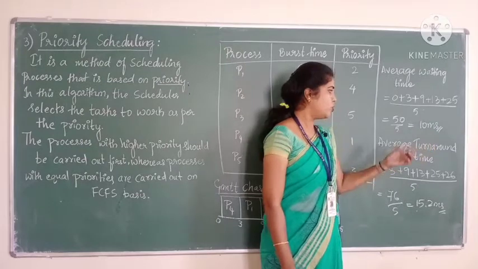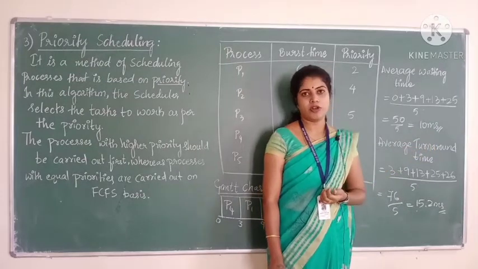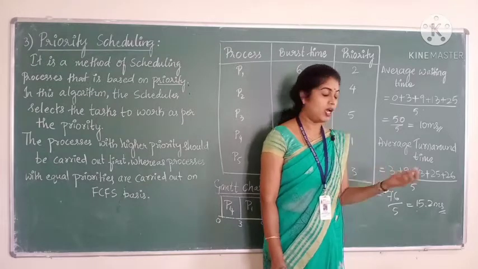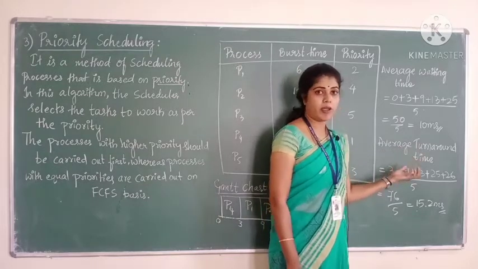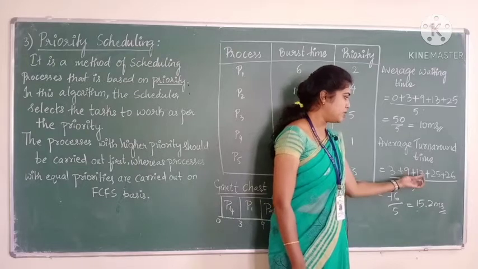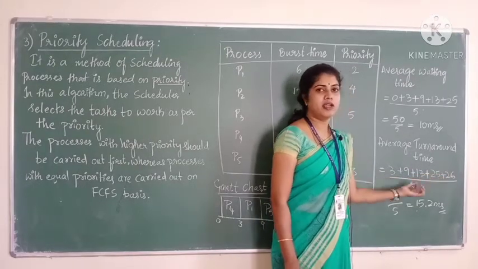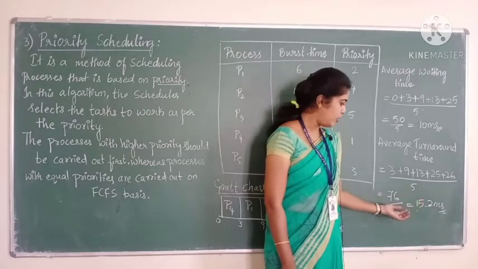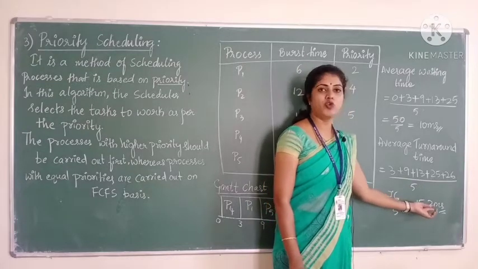And the next one is turnaround time. What is the formula to calculate turnaround time? Finish time minus arrival time. That is the formula. To calculate average turnaround time, you take 3 plus 9 plus 13 plus 25 plus 26, divided by 5. Why 5? Because of the number of processes given in the table. Here you are getting 15.2 milliseconds.